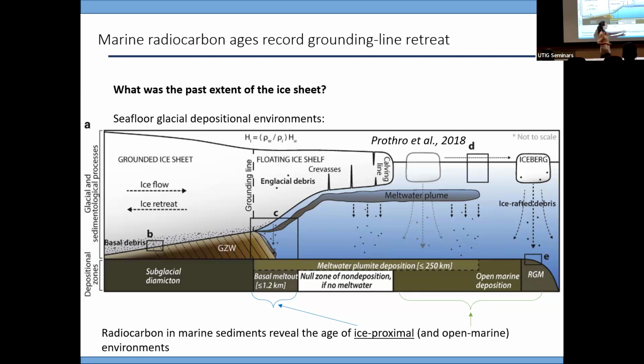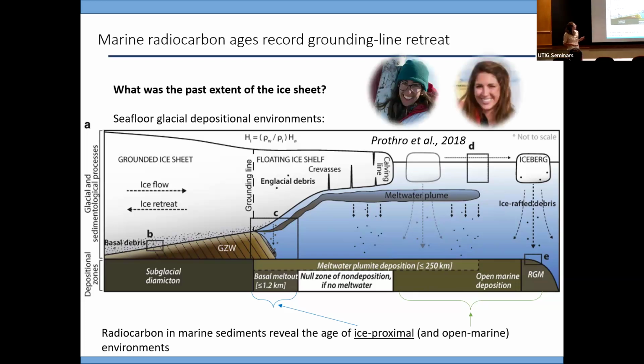We're also interested in open marine sediments. These are a lot easier to identify in cores. They're a lot easier to age date, not so useful for models, right? It gives us a minimum age of deglaciation. It doesn't actually tell you when the grounding line passed, just that it has already passed. And this is in collaboration with Ryan Venturelli and Lindsay Prothero, who are marine geologists.